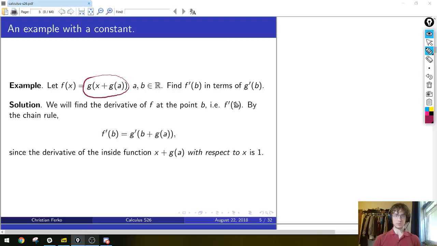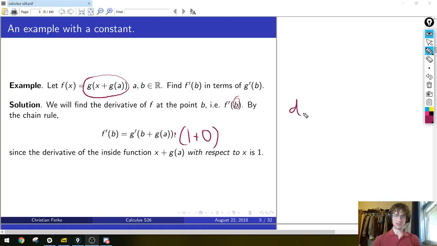But since we're differentiating and finding the slope of the tangent line at the point b, this x is replaced by b. So that's the first step in the chain rule. Derivative of the outside with the inside left alone, and we're evaluating at the point b. Then we would usually multiply by the derivative of the inside. The derivative of x with respect to x is 1. The derivative of g of a with respect to x is 0.